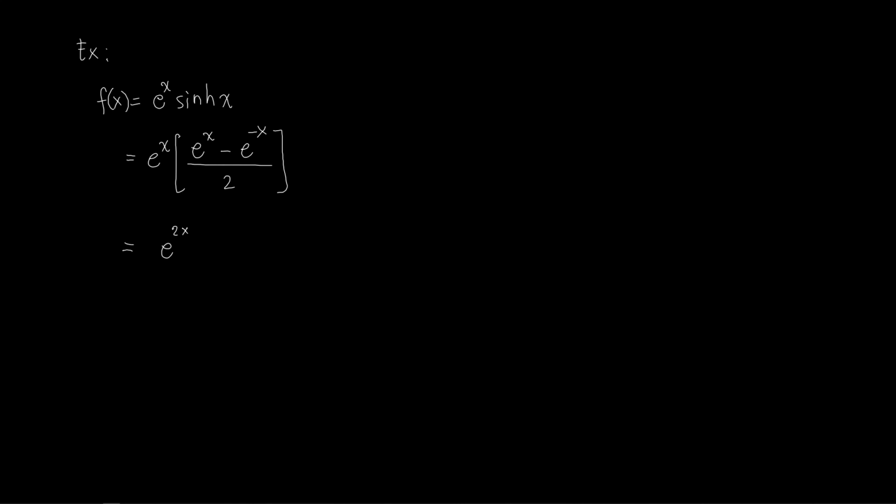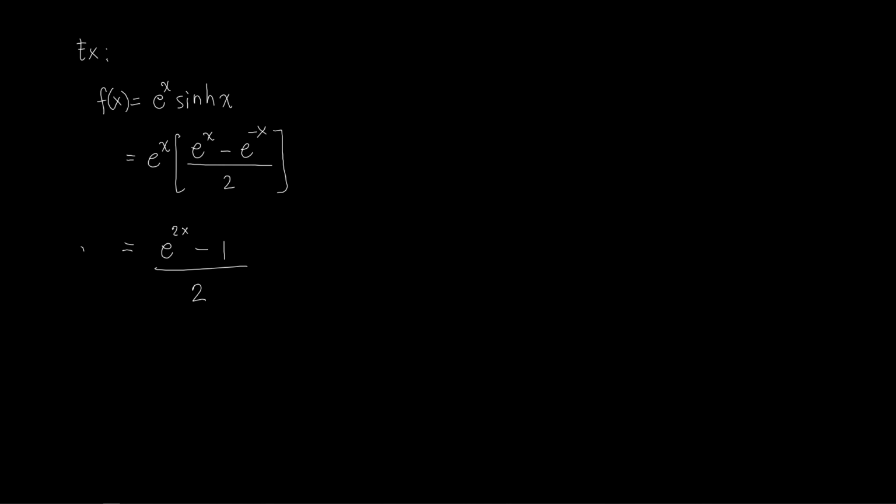So e to the power of x times e to the power of x is e to the power of 2x. Minus kani times kani, e to the power of 0, that is 1. Over 2. Okay. Yes, sir. Then, i-derive that mo siya.